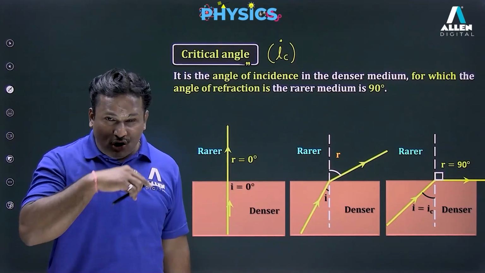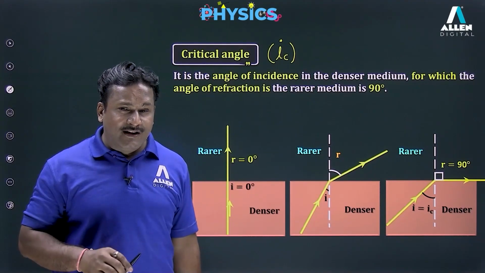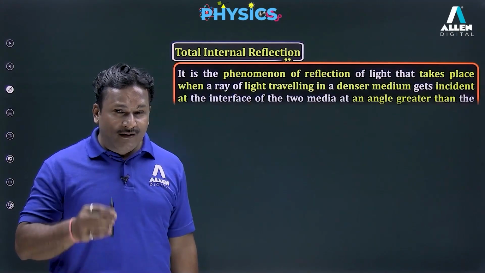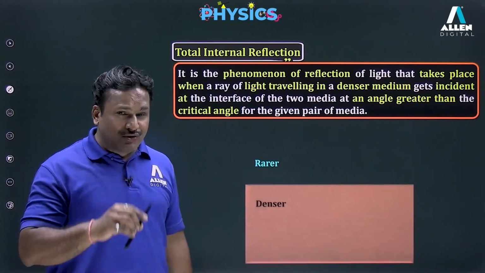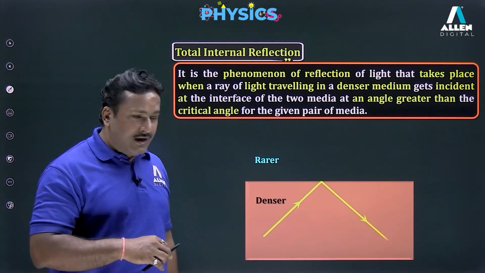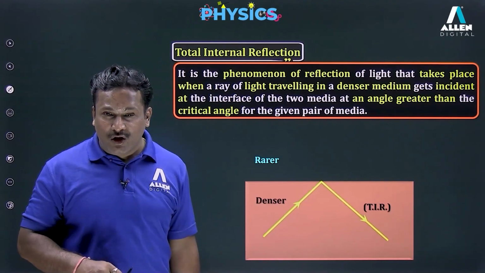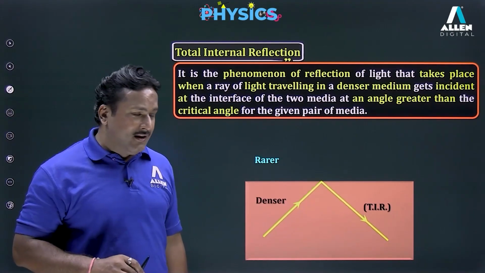Now the ray will not go into the rarer medium. If the angle of incidence is greater than the critical angle, the ray will not go into the rarer medium. Instead, it will bounce back into the same denser medium, and this phenomenon is termed what?